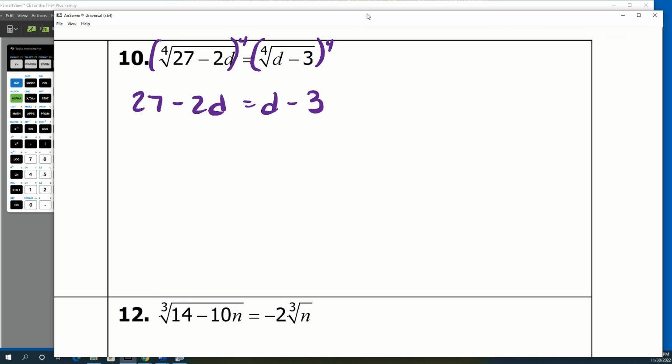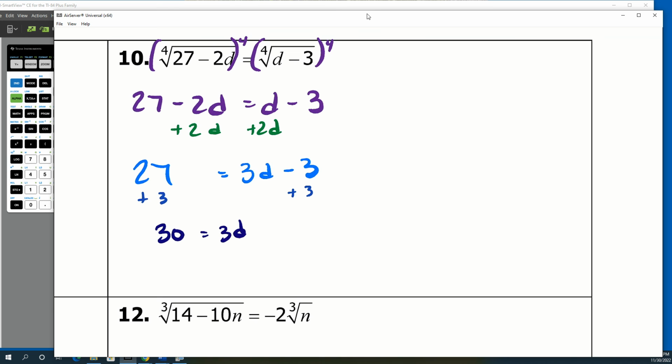And then we want to get our d's on one side, so I'm going to go ahead, since this one was negative, I'm going to go ahead and add the 2d. All right, and then this is just a 2-step equation, so we'll add the 3. And then divide by the other 3. All right, and d is probably 10, but we need to make sure.